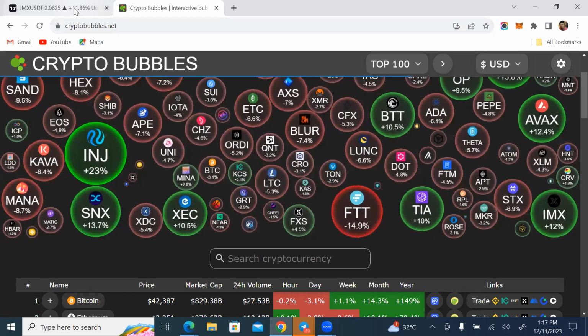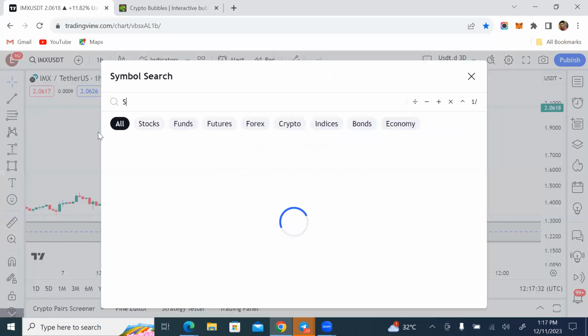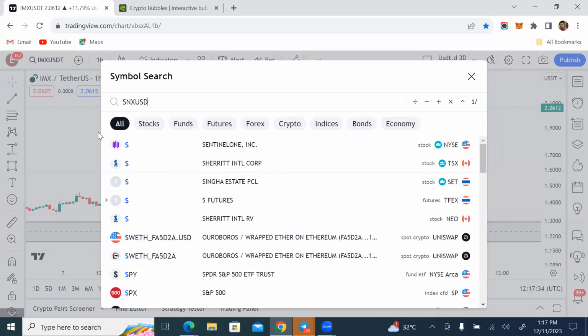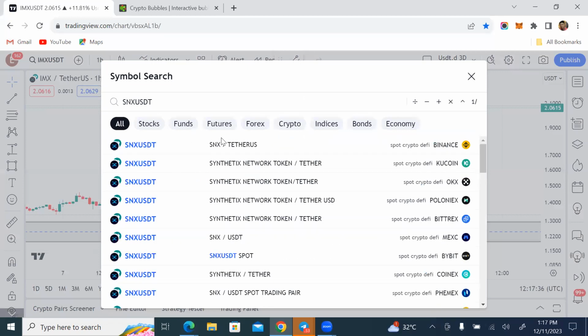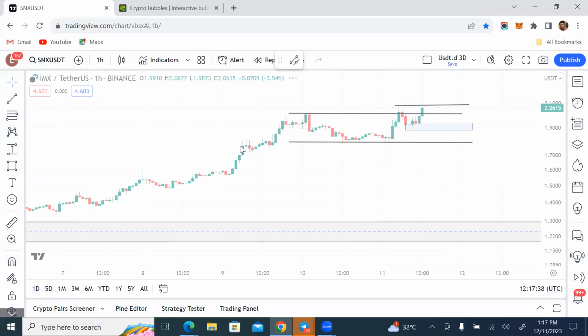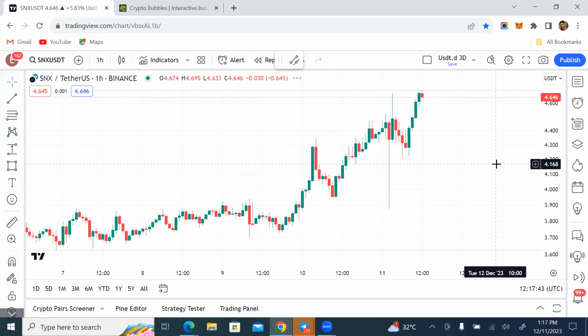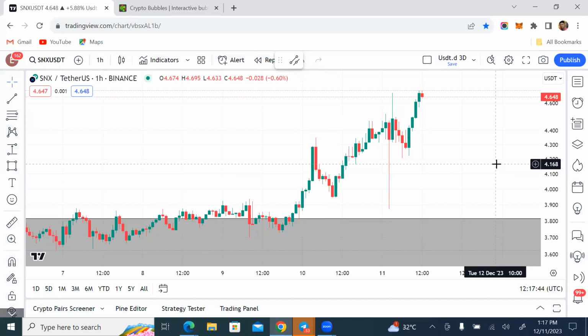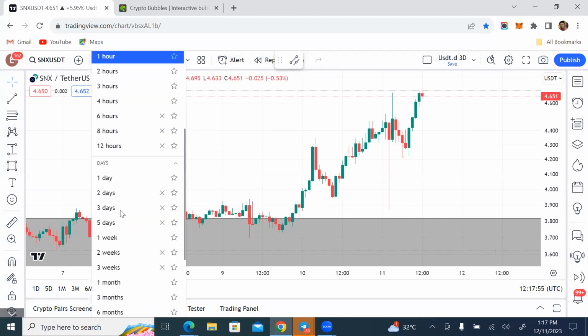SNX, I haven't checked SNX. Did I check SNX? I think so. Okay. Market is basically very boring today. It is very boring. Okay, so let's see what the weekly is doing.